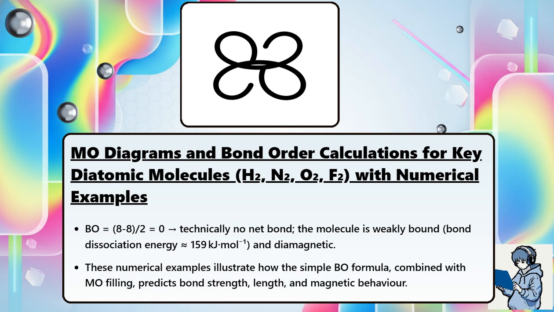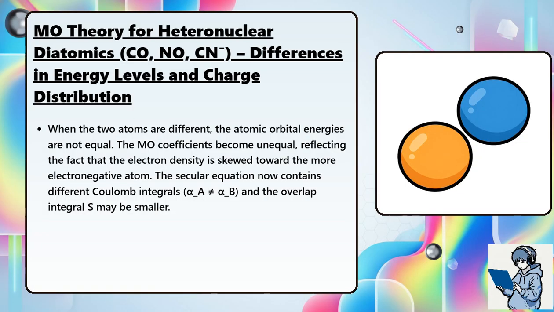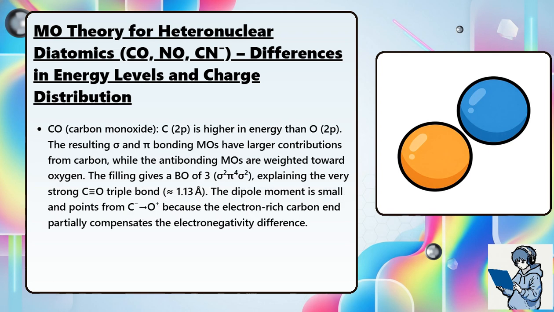These numerical examples illustrate how the simple BO formula, combined with MO filling, predicts bond strength, length, and magnetic behavior. When the two atoms are different, the atomic orbital energies are not equal. The molecular orbital coefficients become unequal, reflecting that the electron density is skewed toward the more electronegative atom. The secular equation now contains different Coulomb integrals, alpha A not equal to alpha B, and the overlap integral S may be smaller.